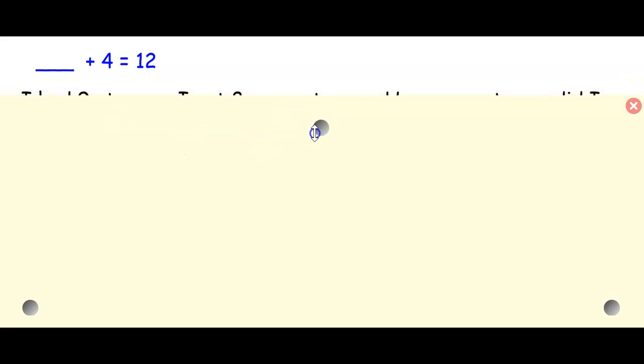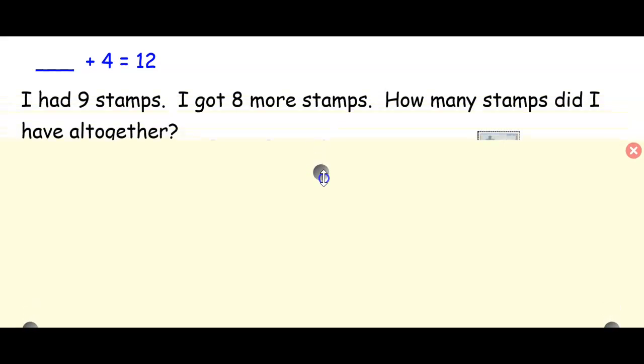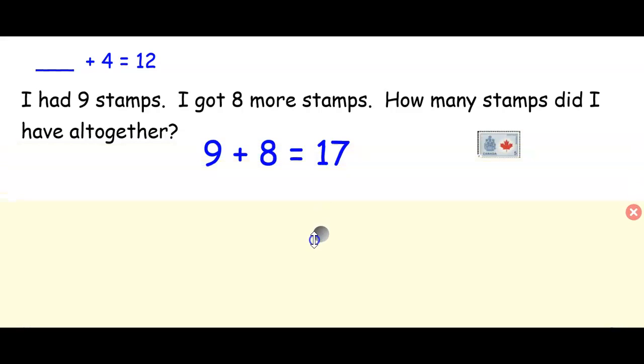So in knowing what the missing part is, the important part is to understand what each part of the number sentence is. So let's look at this problem, for example. I had 9 stamps. I got 8 more stamps. How many stamps did I have altogether? So our number sentence would look like this. 9 plus 8 equals 17.